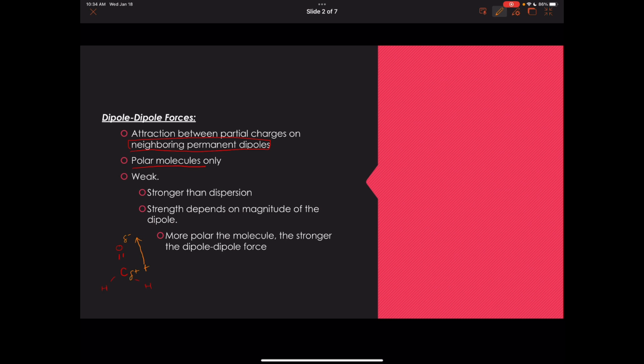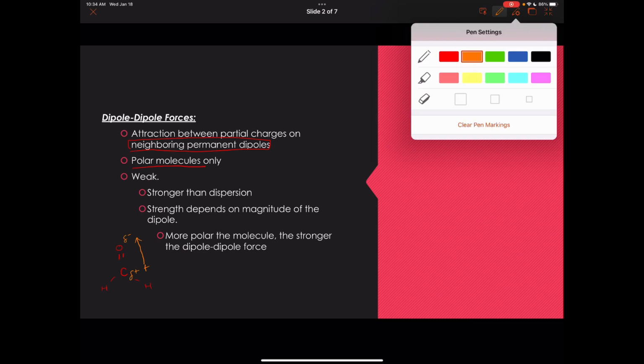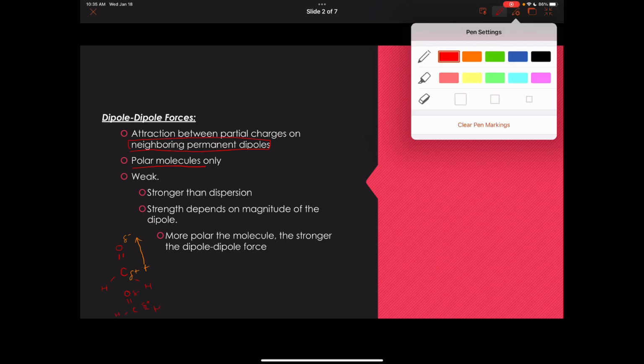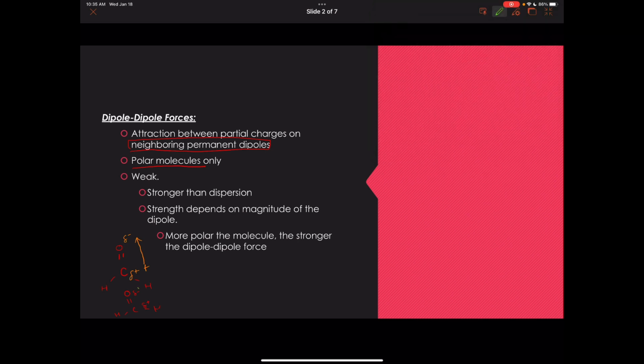So if I have another formaldehyde nearby, which also has those partial charges, we're going to have the attraction between the negative oxygen and the positive carbon. That's going to be my dipole-dipole attraction.